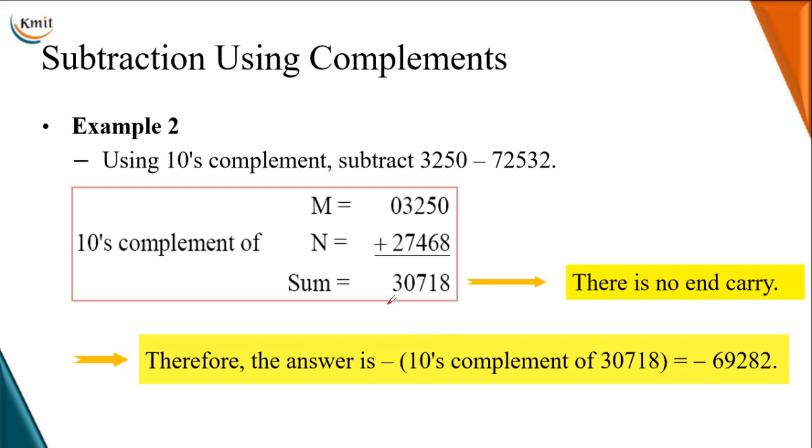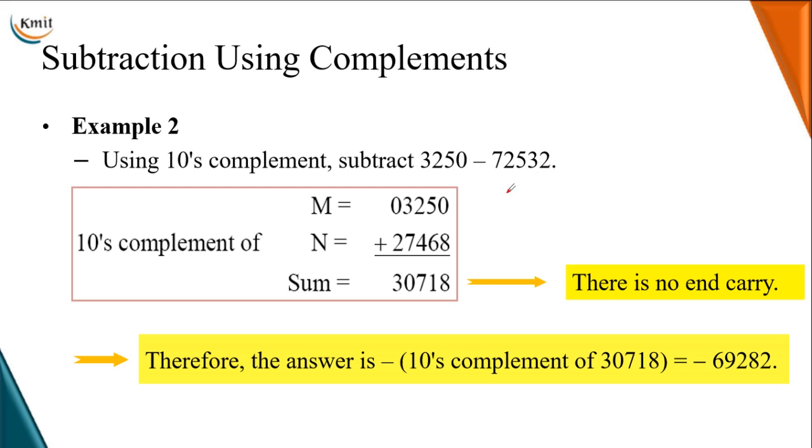Now let me reverse the numbers. 3250 minus 72532. Now your subtrahend is greater than the minuend. Though the subtrahend is greater than the minuend, it is the negative number, so we calculate the 9's complement of that. In order to equate the number of digits, for the first number, which is the minuend, we place a 0 in the most significant digit, and then we obtain the 9's complement and 10's complement of 72532.